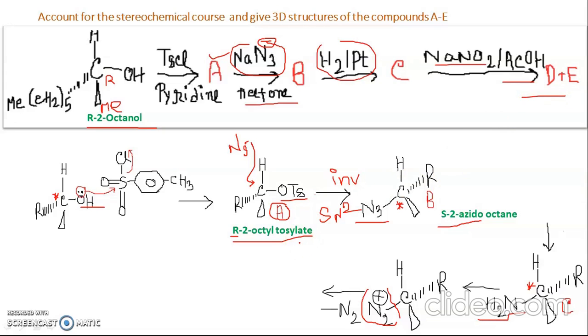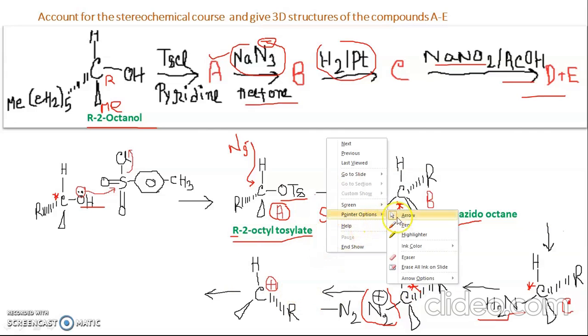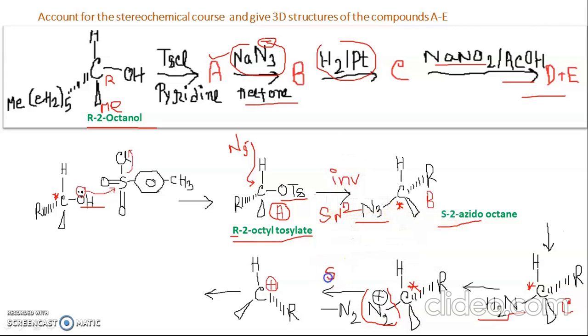When nitrogen is removed as a leaving group, we will get a positively charged carbon, that is carbocation. Now there is a change taking place at the chiral center. So you are getting now a C plus, that is carbocation. So this is nothing but SN1 reaction.